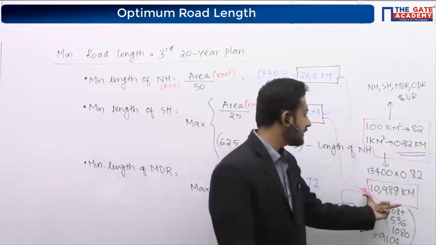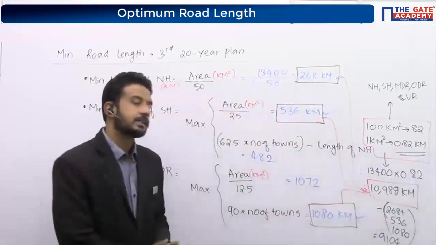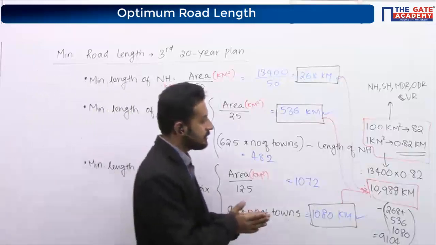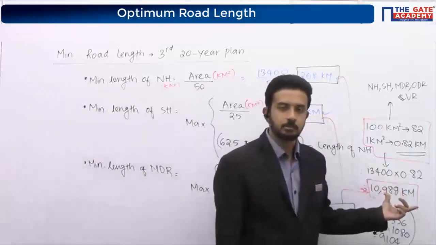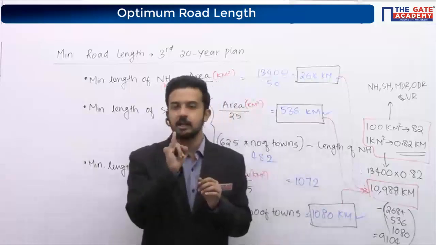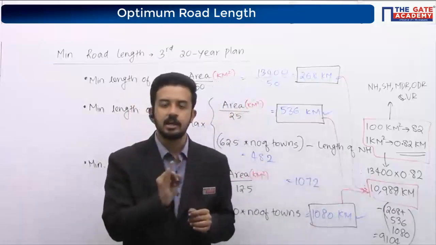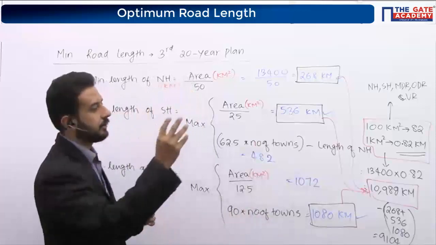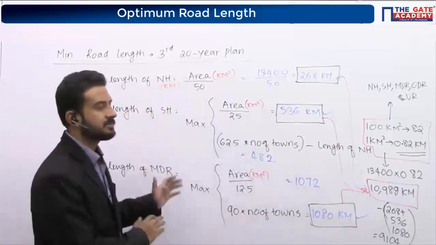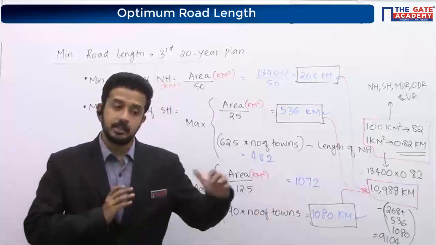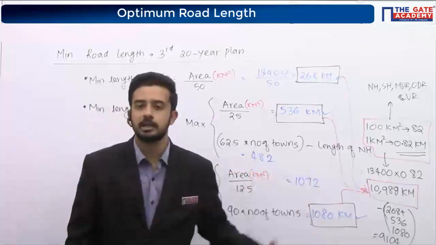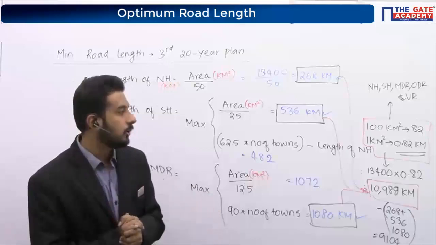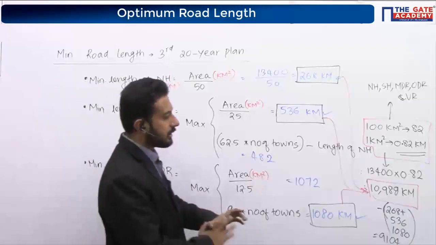So for this much area, the total road length is 10,988 kilometer. This 10,988 kilometer is nothing but the length of national highway plus state highway plus major district road plus other district road plus the village road. Expressway is something else. Whatever space is available, we'll make it. We can't predetermine what should be the minimum length. Okay, so this is the total.